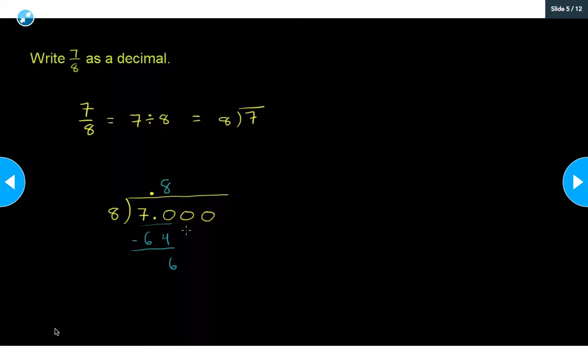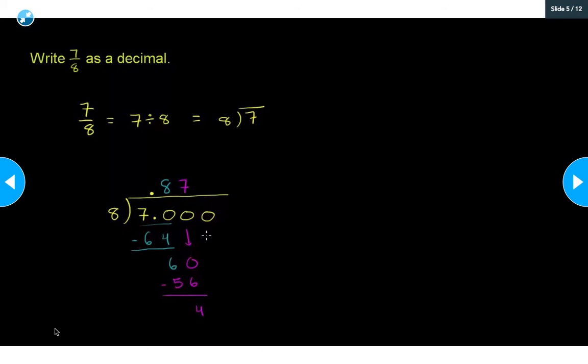And then bring down another 0 because we still have a remainder. We want to get to the point that we have no remainders, assuming that this thing doesn't repeat forever. And then there's other ways we can deal with that. 8 goes into 60. Well, let's see. It doesn't go in 8 times because that's 64. 8 goes into 60 7 times. 7 times 8 is 56. And then we subtract again. 60 minus 56 is 4.